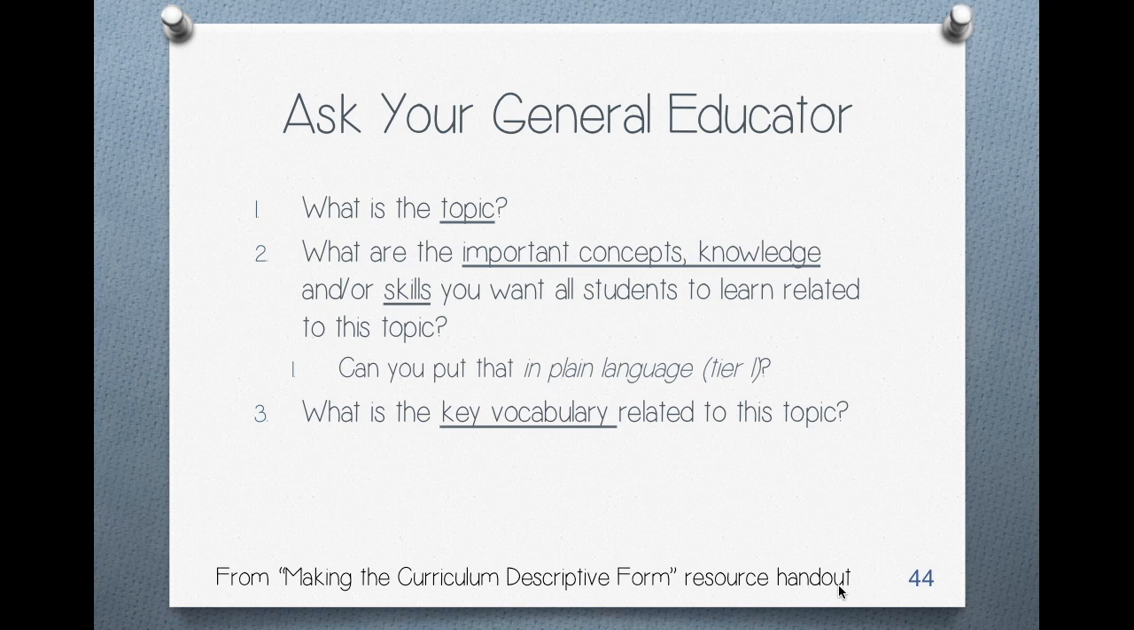Okay, so here I talk about a process to move from your tier 2 and tier 3 words to tier 1 and core. So you want to start with, what's the topic? What are we talking about? So we saw we had planets, and forces in motion, and the water cycle, things like that. The next question I want to know is, what are the important concepts, knowledge, and or skills that you want all students to learn related to this topic? I might let them start with telling me that in whatever language they want, but then I'm going to ask them, could you put that in plain language?